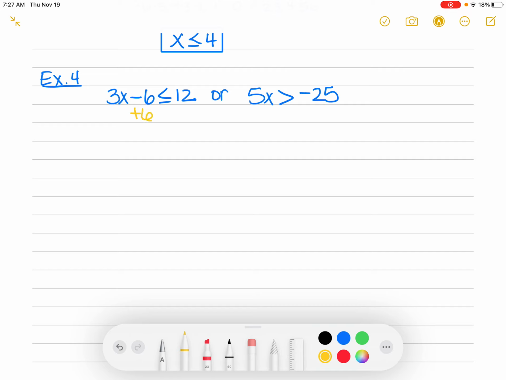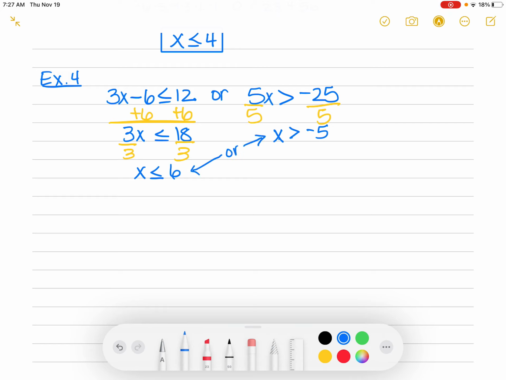I'm going to add 6 here. That gives me 3x is less than or equal to 18. Then I'm going to divide by 3. So x is less than or equal to 6 on that side. Okay, and then on the other side, I'm going to divide by 5. And so x is greater than negative 5. So I have this one or this one.